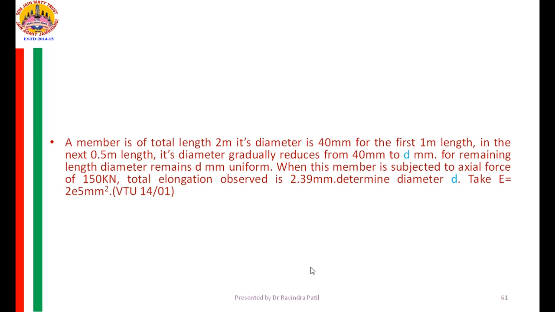So friends, we are going for the next. These are all the problems selected from the VTU question papers. A member is of total length 2 meter. Its diameter is 40 mm for the first 1 meter length. In the next 0.5 meter length, its diameter gradually reduces from 40 mm to d. For the remaining length, the diameter remains d mm uniform.